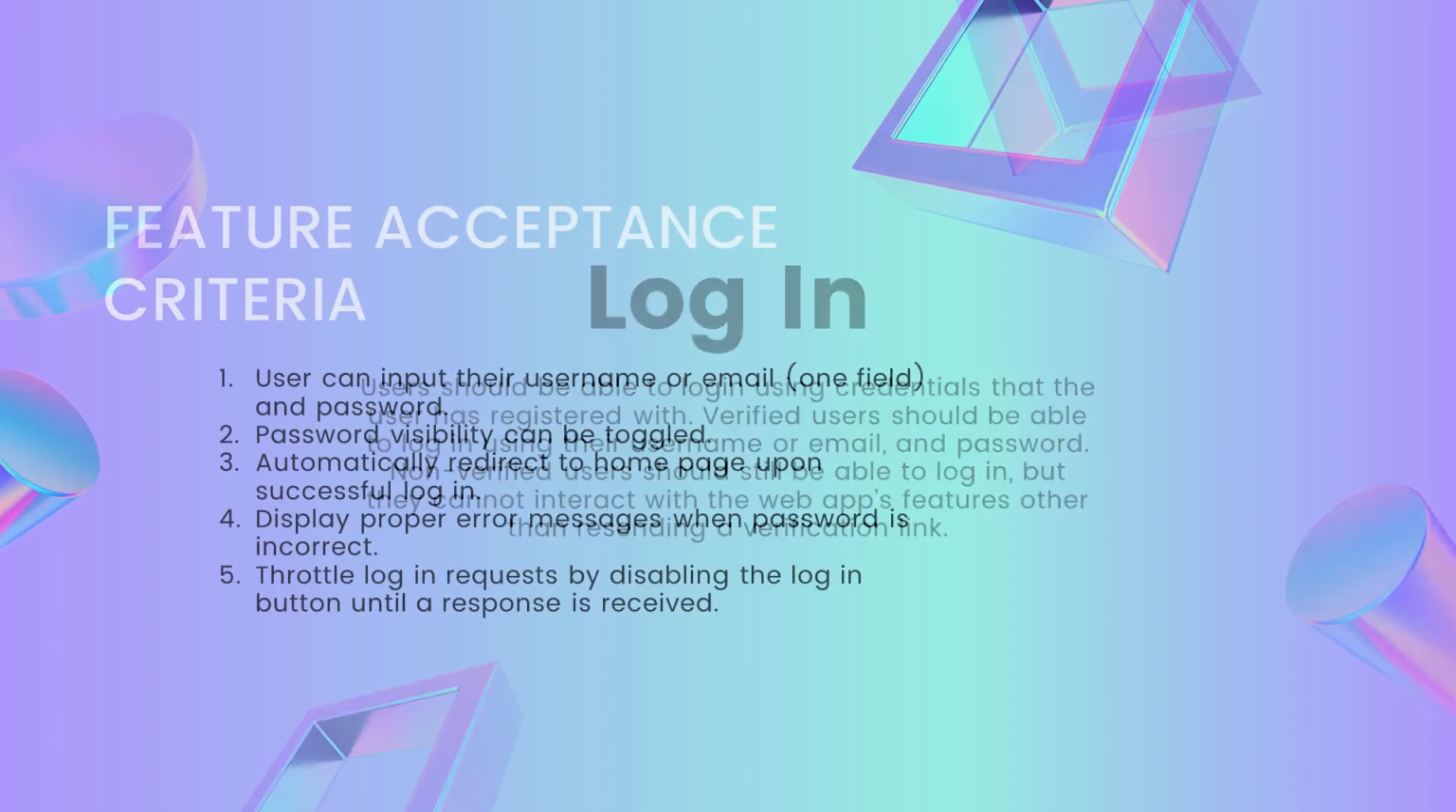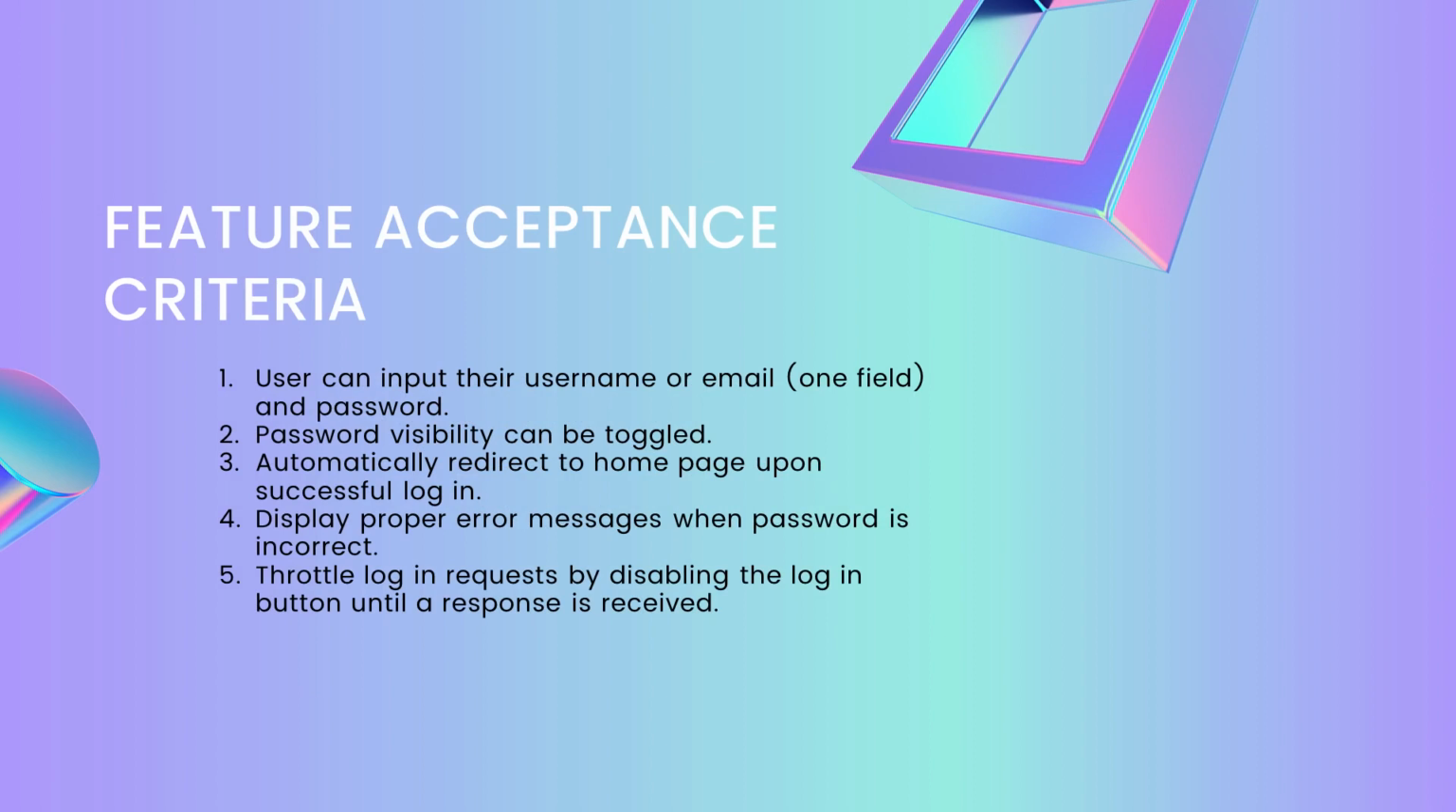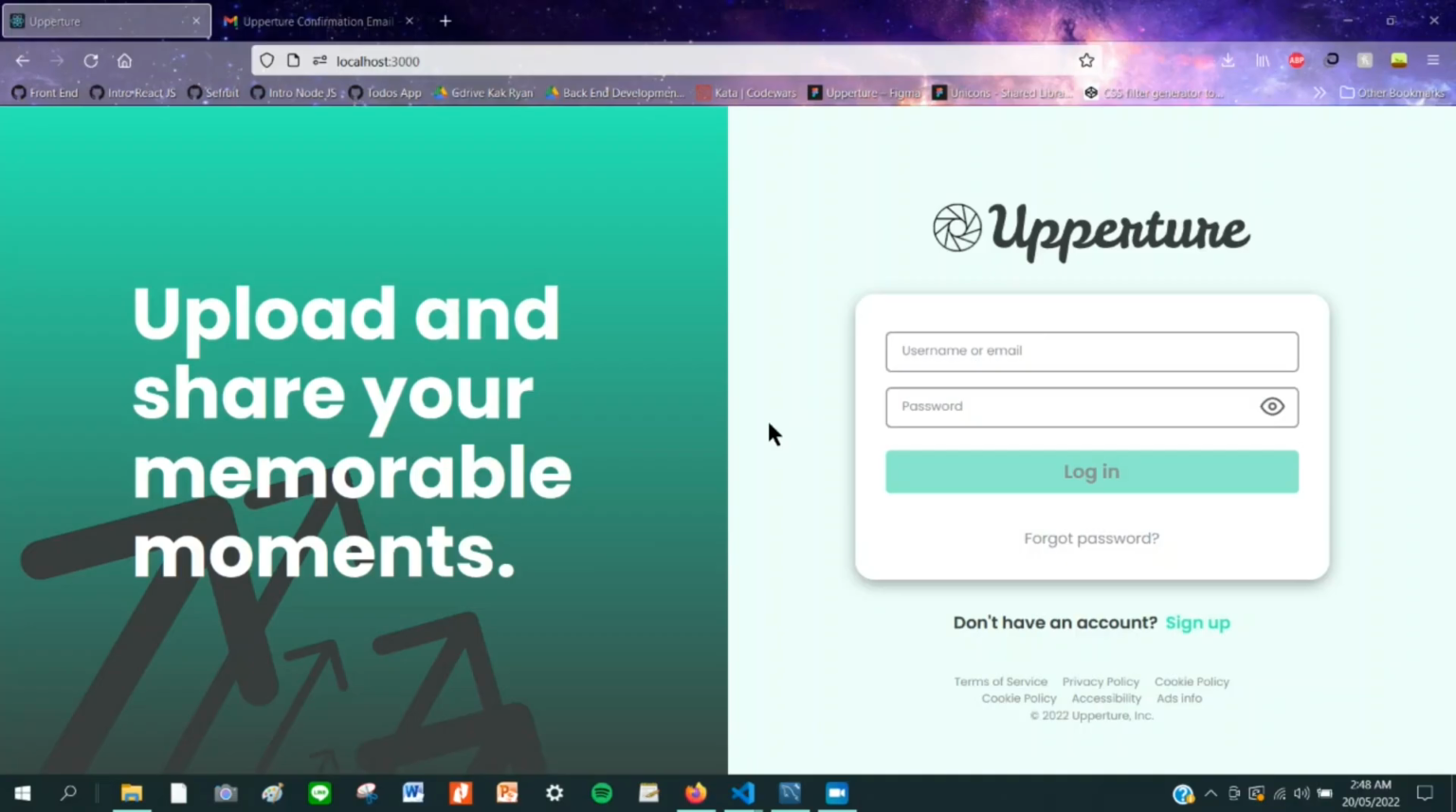Here are the feature acceptance criteria for login. And let's try logging in. We can log in by entering our username or email right here. For now, let's enter our username, which was Jane Doe. But actually, let's make it wrong for now. And let's enter whatever for the password. We can toggle the visibility of the password by clicking on this button right here.